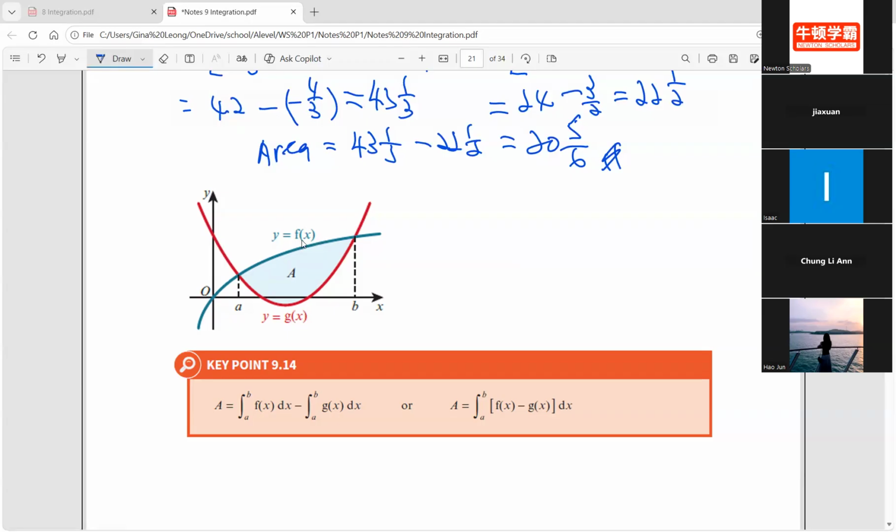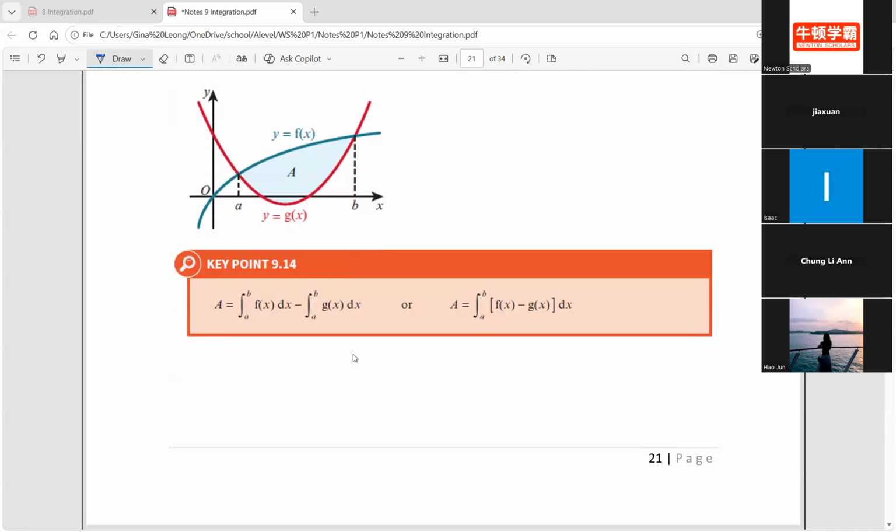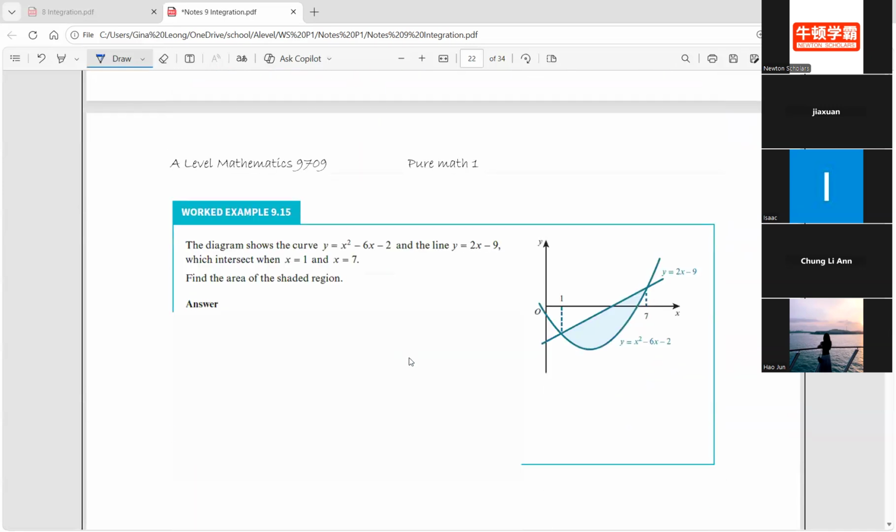So above line is actually f(x). Bottom line is actually g(x). So integral of f(x) minus integral of g(x). So you just need to identify which one is the above, which one is the bottom. That is the thing that we always know lah. Okay, for this one, which one is the above, which one is the bottom? You think which one is the above, which one is bottom? Any question? Any answer? Which one is the above, which one bottom?